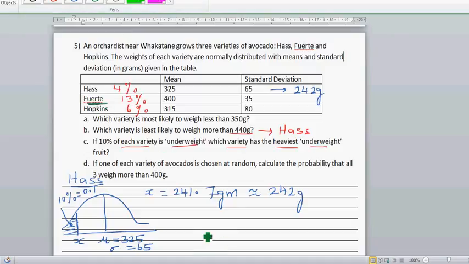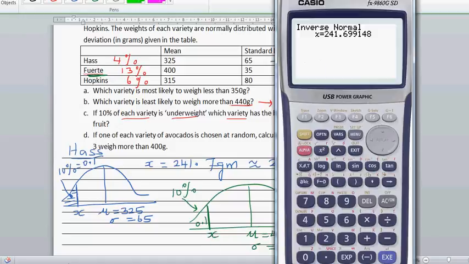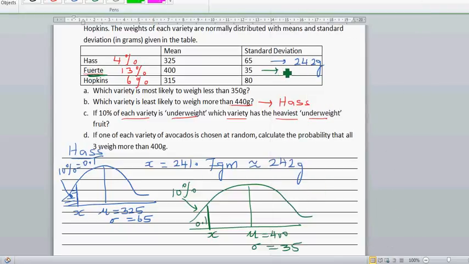Okay, so let me use a different color. For the F brand, let me slightly scroll up. Again the same process, the mean and the standard deviation will change. So the mu is 400 and the standard deviation is 35. Again, you want to find what's the weight for this brand to be considered underweight. So 10%, the area is 0.1, and you want to find the value of x. Standard deviation is 35 and mu is 400, and that is 355.1. So for this it is 355 grams. Rounding, anything less than 355 grams is considered to be underweight.